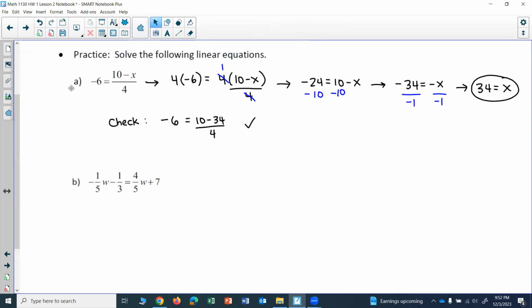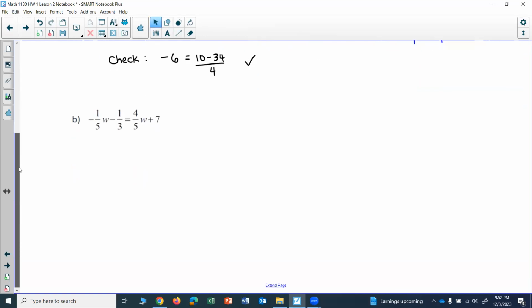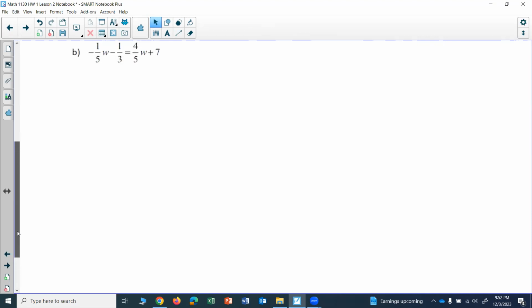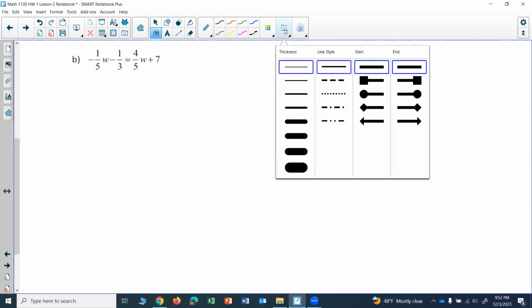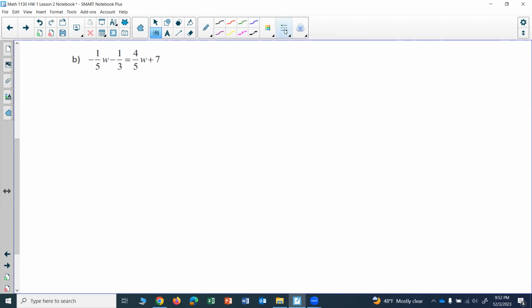All right, let's look at a slightly more complicated equation. Here I have one with several fractions. I have negative 1/5 W minus 1/3 equals 4/5 W plus 7. Now, when I have fractions, one thing I can do is look for a lowest common denominator and then multiply everything in the equation by that lowest common denominator. And that will clear the fractions. And then I can solve like I did before.